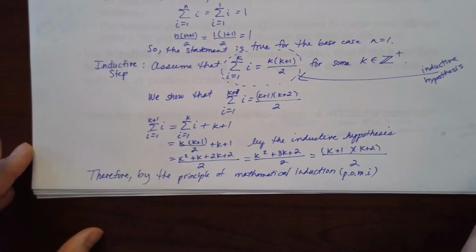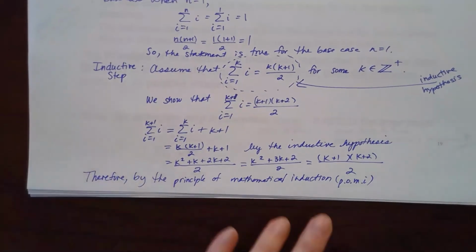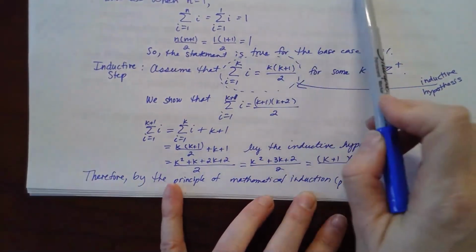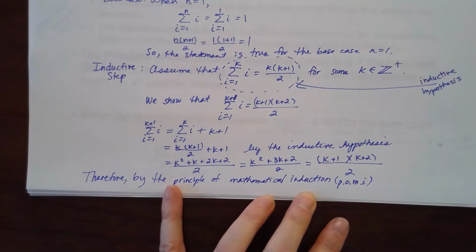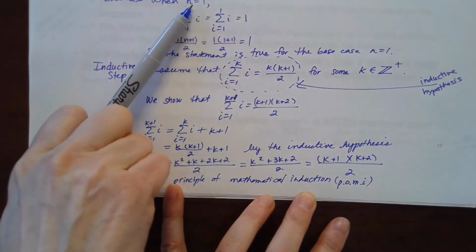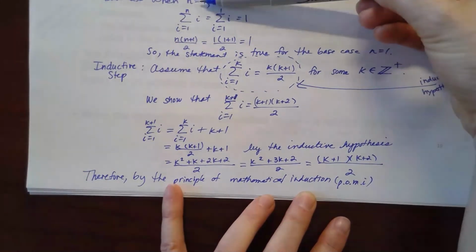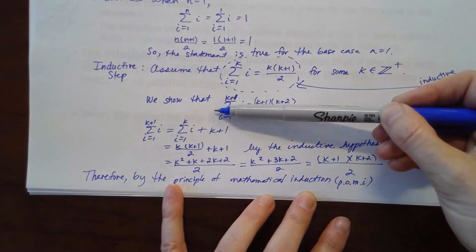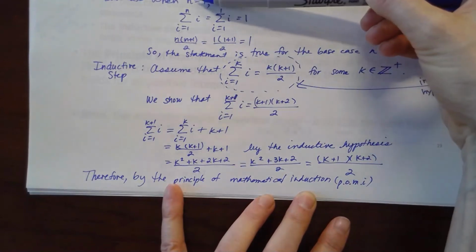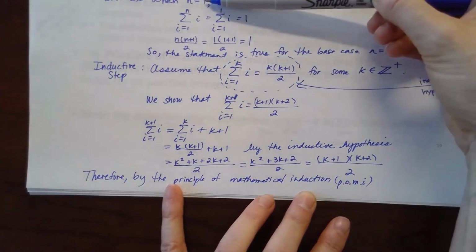Therefore, by the principle of mathematical induction, I know that this has to work for every single value of n, 1 and greater. So that's what mathematical induction tells us. This is going to start a chain reaction. This, along with this, starts a chain reaction, and it'll be true for every value after n equals 1.